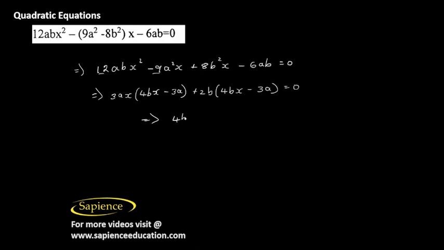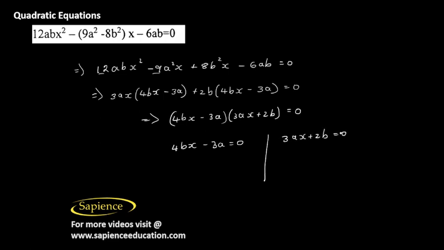This can be rewritten as 4bx minus 3a into 3ax plus 2b equal to 0. Now two numbers are getting multiplied and their product is equal to 0, which means either 4bx minus 3a is equal to 0 or 3ax plus 2b is equal to 0.